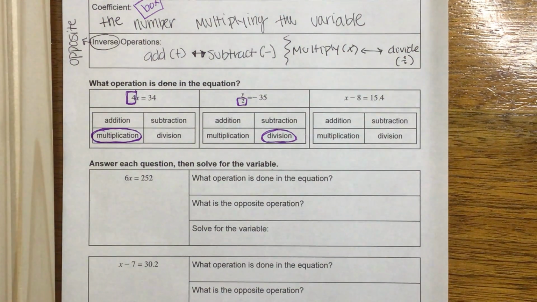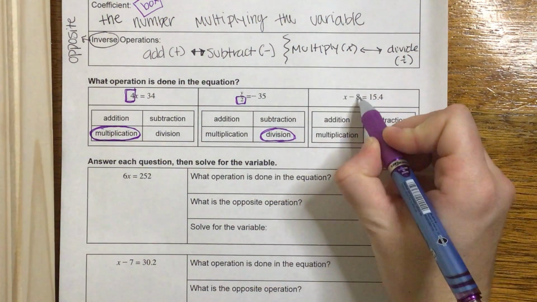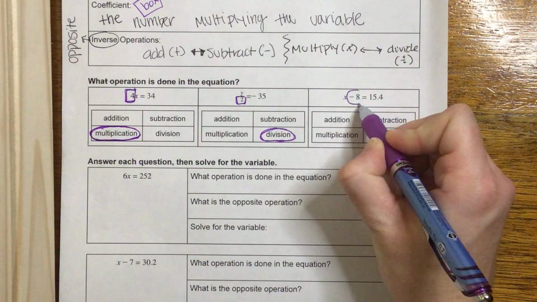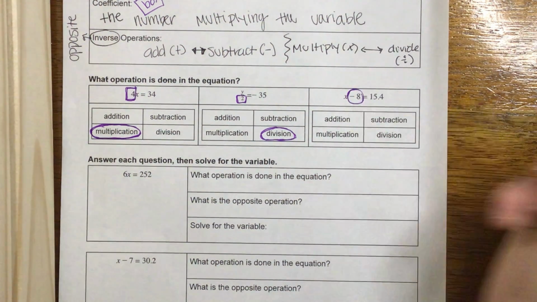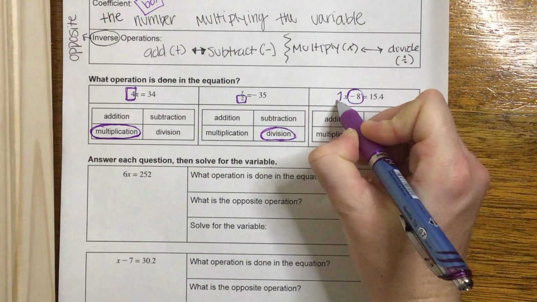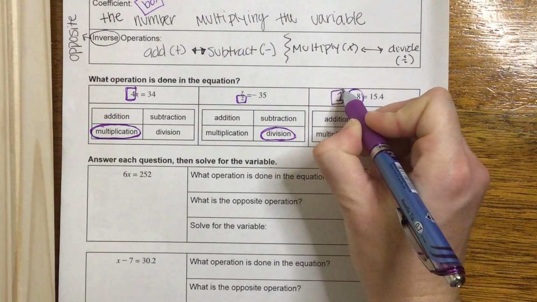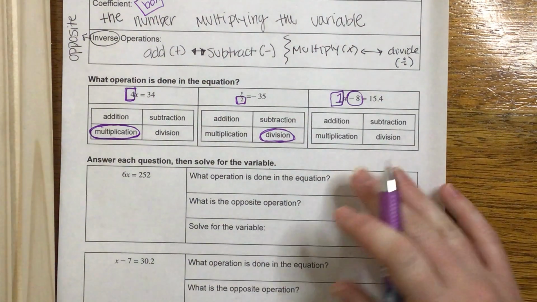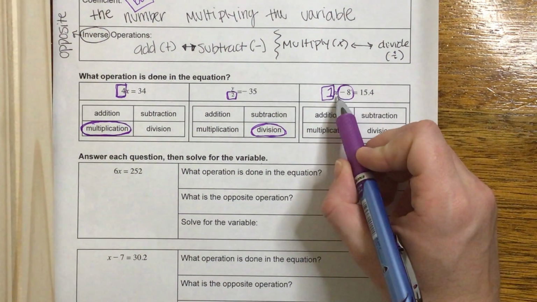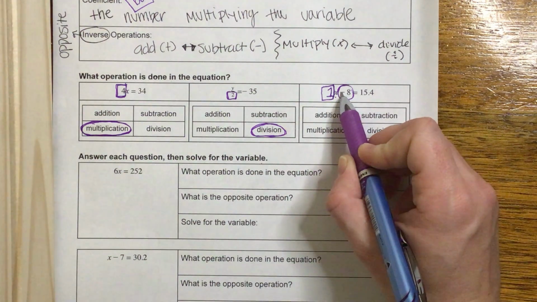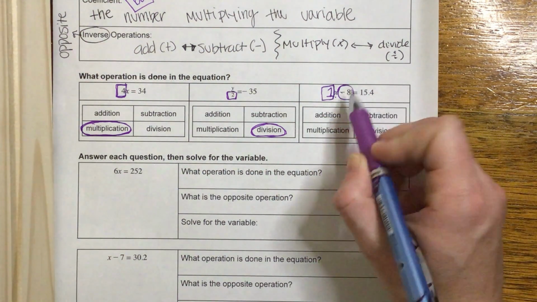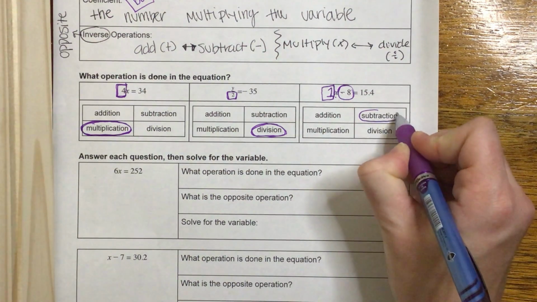And we're always focusing on what's happening to my variable. What is the constant of my variable? Or what is the coefficient of my variable? Okay, so here I have a minus 8. That's a constant, so I'm going to circle that. My coefficient is 1. So I box my coefficient and I write in 1. Okay? So what's happening to my variable is that I'm subtracting 8, minus 8. So I'm going to circle subtraction.